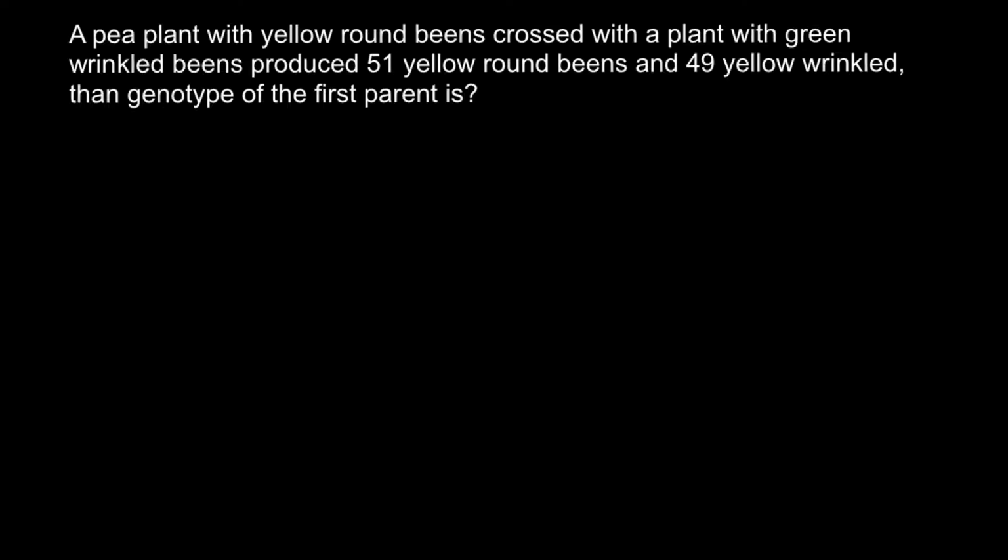Today's problem is: a pea plant with yellow round beans crossed with a plant with green wrinkled beans produces 51 yellow round beans and 49 yellow wrinkled. Then the genotype of the first parent is?